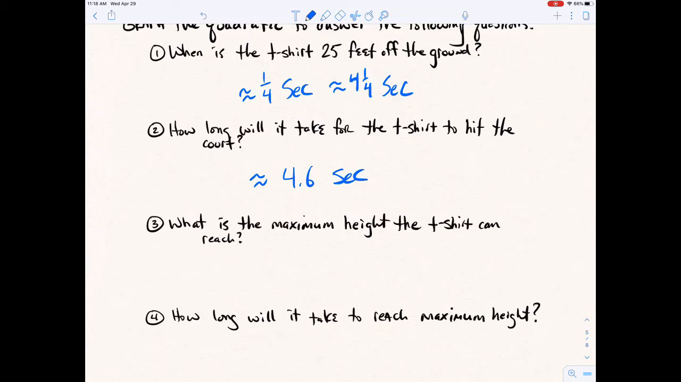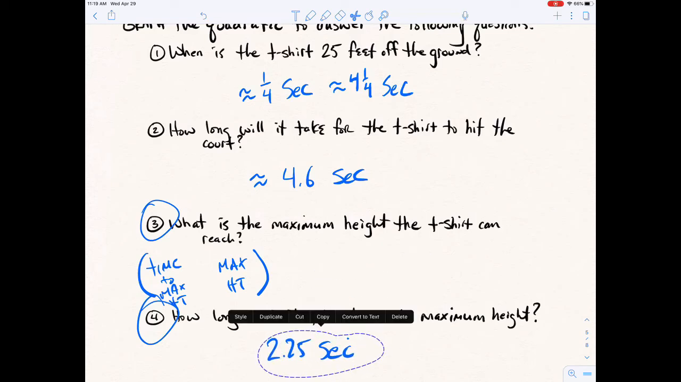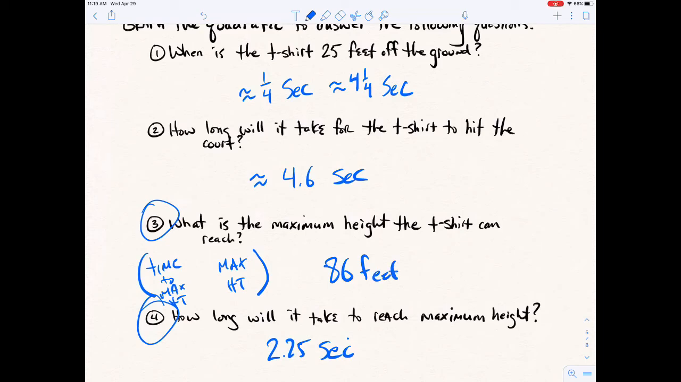What's the maximum height the t-shirt can reach? This actually comes right from the vertex. What's cool is the vertex is the time to max height and max height. So if we pull off the vertex, that's going to answer question 3 and looking ahead, question 4. So my vertex was 2.25, so 2.25 seconds is how long it takes to get there. That's going to go down here. And 86 feet we calculated was the maximum height. So that goes there. So done.